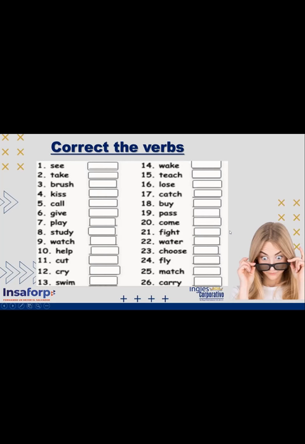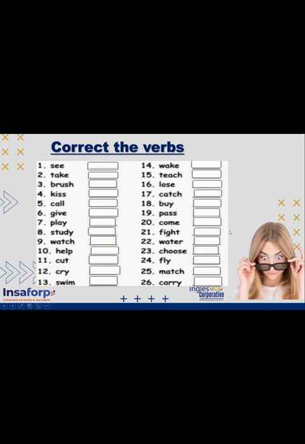Okay. Very good. 15. Teaches. Okay. 16. Loses. Okay. 17. Catches. 18. Buys. Okay. 19. Who is 19? Comes. Passes. 20. Comes. 21. Fights.